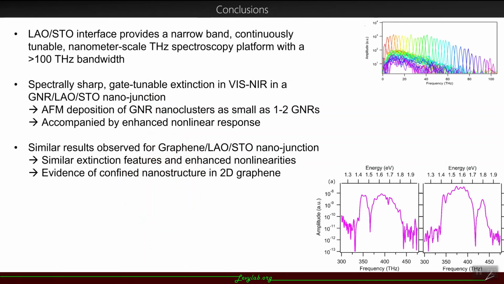So to summarize, the LAO/STO interface provides a platform for narrowband, continuously tunable, nanometer scale terahertz spectroscopy, or more generally, nonlinear optical spectroscopy. We have used these devices to observe spectrally sharp, gate-tunable extinction features in graphene nanoribbons and in graphene. These features are accompanied by an enhanced nonlinear optical response. And our proposed explanation is that these confined nanostructures host high energy plasmons and plasmon absorption.